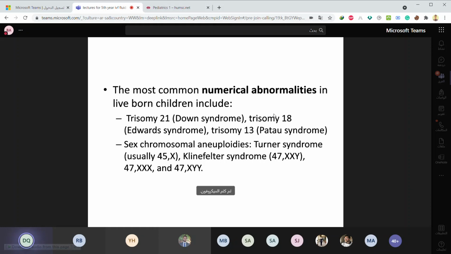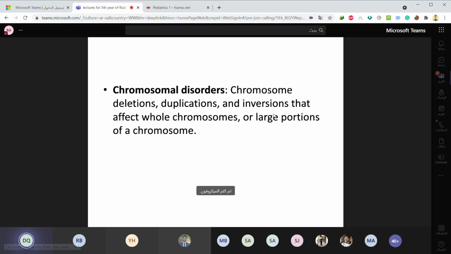We also have sex chromosomal aneuploidies, like Turner syndrome, while those above are autosomal chromosomes. Turner syndrome is usually 45 X, one chromosome instead of 46, and we have Klinefelter syndrome, which has 47, either XXY, XXX, or XYY. Chromosomal disorders happen by chromosome deletions, duplication, or inversion that affect whole chromosomes or a large portion of a chromosome.